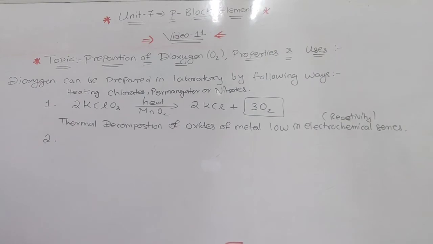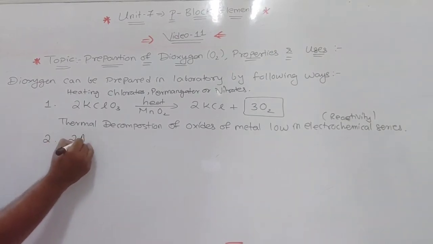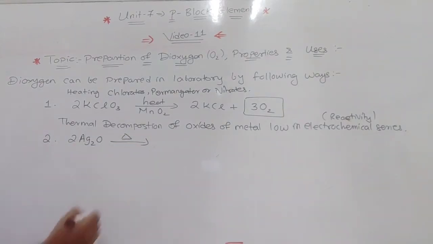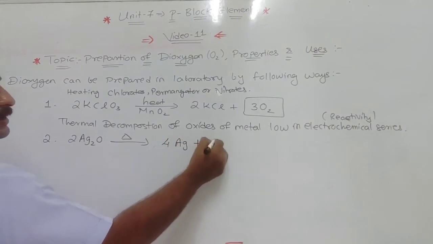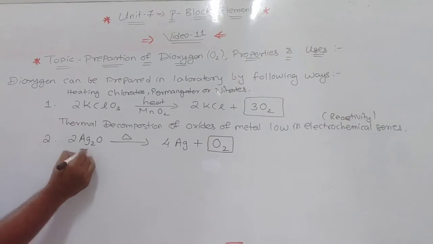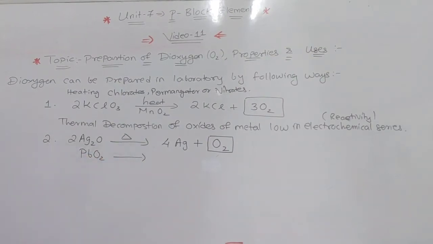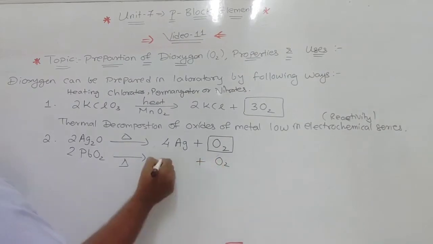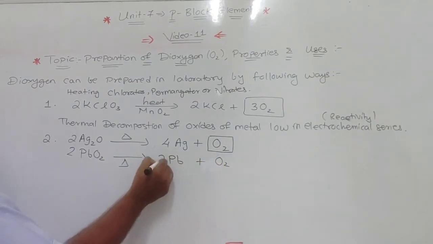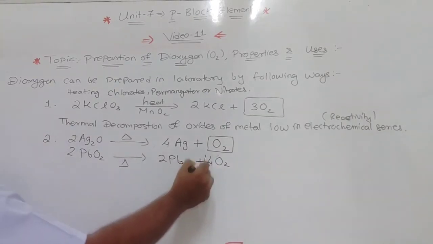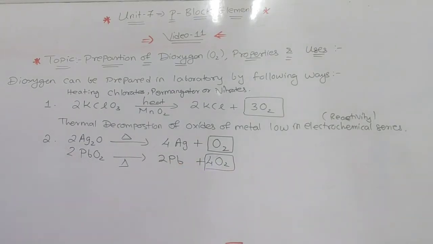In your textbook you can see 2Ag2O. Thermal decomposition means heating is required. It will give you 4Ag plus O2. In the same way, another metal is Pb. Lead dioxide, PbO2, when you heat this, you will get oxygen, and Pb will be separated. Understood? So this is another preparation, by metal oxide.